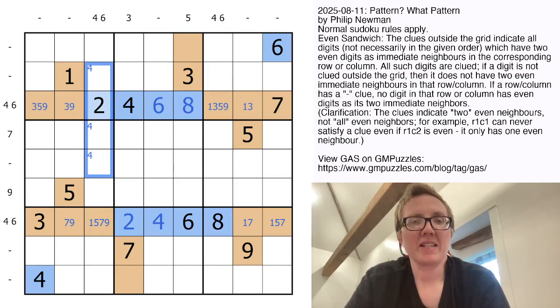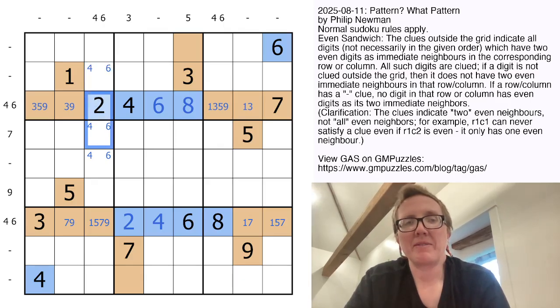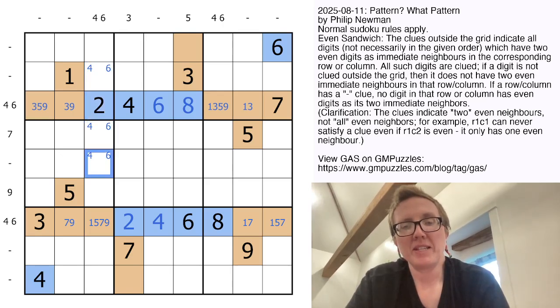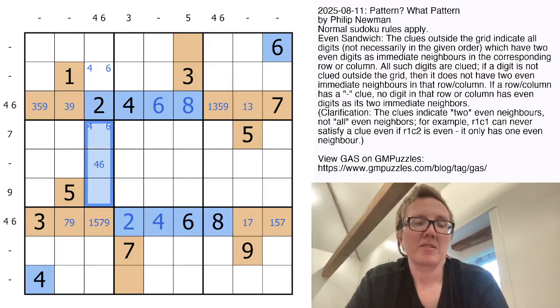Now, 6 can't go here. 6 can't go in these cells because it wouldn't be able to be between 2 even digits, and 6 can't go here. Therefore, 6 is in one of these. However, we can't have 4 and 6 in these 2 cells because then they would be sandwiching the 2, and we would have to have a 2 clue. So this cell has to be either a 4 or a 6 and is even. And whichever it is, it must be sandwiched between two even digits. So we're going to put it like that. And these are going to be our 4, 6, and 8.